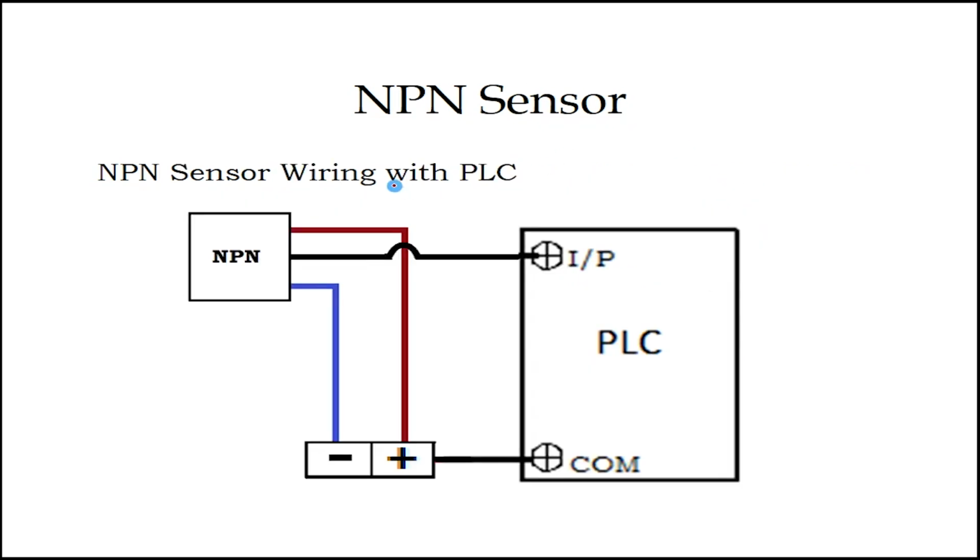Let's see the wiring with the PLC. Here the first terminal is the base, then the collector, and this one is the emitter. The emitter will always be connected to the negative power supply, and the base terminal and the common terminal will be connected to the positive of the power supply, and the collector will be connected to the input of the PLC. Here the PLC will act like a load. When the sensor gets activated, when the signal energizes the NPN sensor, the current will start flowing from the collector towards the common terminal.